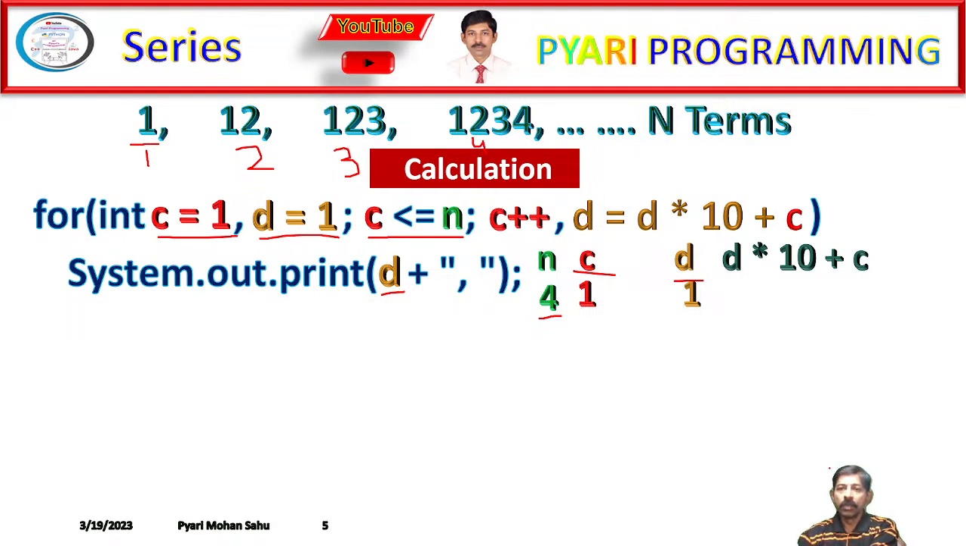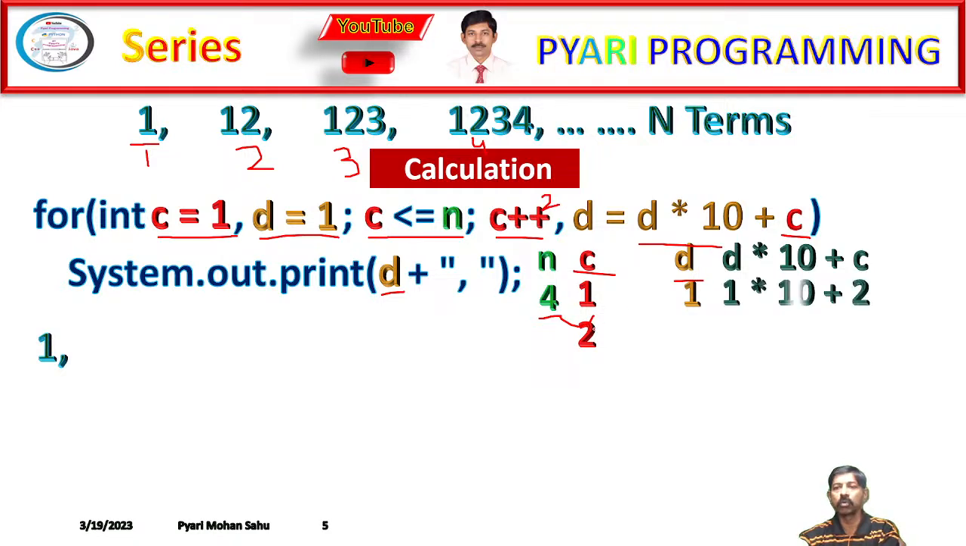Now c is less than equals to n, it is true because 1 is less than equals to 4. I will display d, d value is 1, so it will display 1. Now after that updation c++, c is 2. As I said, when it comes over here for the updation, before that it updates the c value to 2. So that's why I am using the counter itself. Now c value is 2. Now what will be my d value? D into 10, 1 into 10 is 10, 10 plus c, c value is 2, 10 plus 2 is 12. So d value will be 12.